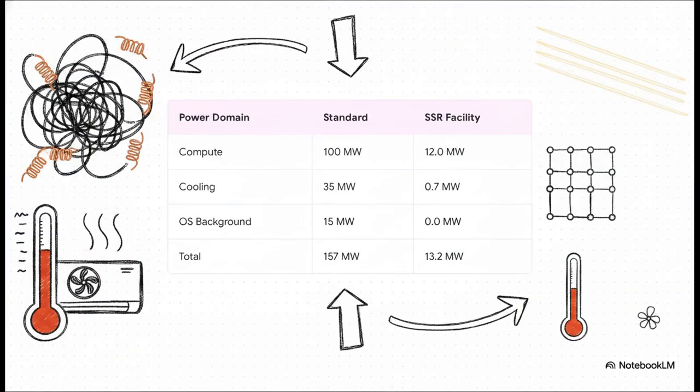So, what does this mean for our energy grid? By turning those chaotic chronological loops into static, idling coordinates and swapping copper for passive light routing, the thermodynamics just drop right off a cliff. To put it in perspective, an at-scale SSR facility requires a tiny fraction of normal cooling and compute power. We are talking about total power consumption dropping from a massive 157 megawatts down to just 13.2 megawatts. That is a jaw-dropping 91.6% savings in energy. It's a total game changer.